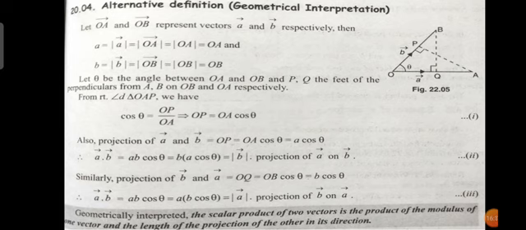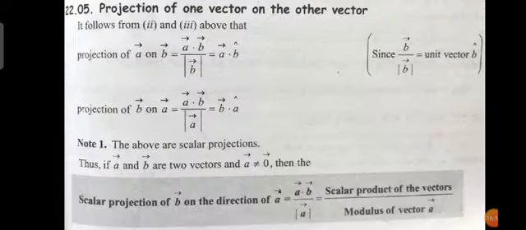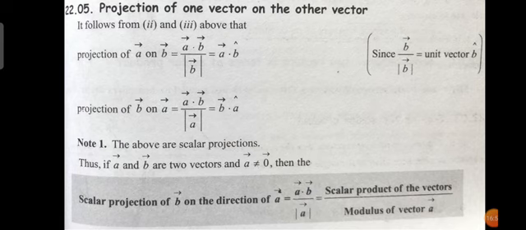From that, cos theta is calculated and we get the answer for vector A dot vector B. We find the projection of vector A on B, and similarly the projection of vector B on A. From that result, geometrically it is interpreted as the scalar product of two vectors is the product of the modulus of one vector and the length of the projection of another in its direction. This is the geometrical interpretation.